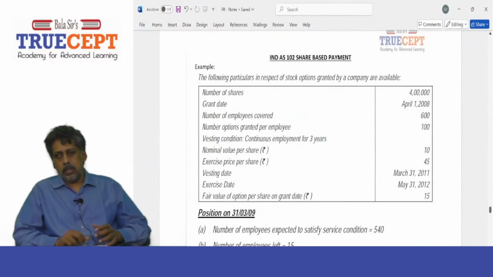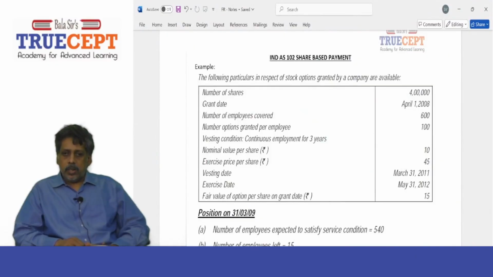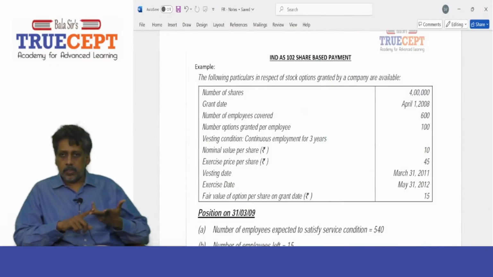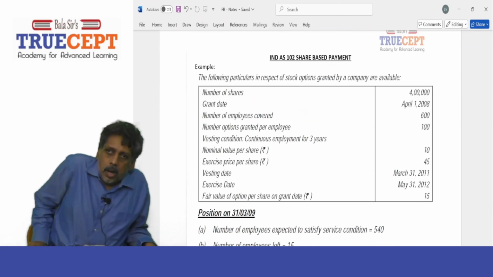Shall we? Now let us go ahead and take an example on IND AS 102 share-based payment accounting, and also IND AS 33 on calculation of basic and diluted EPS. It is a combination of IND AS 102 and 33, that's accounting for share-based payment transaction and earnings per share. So here we go with the question.